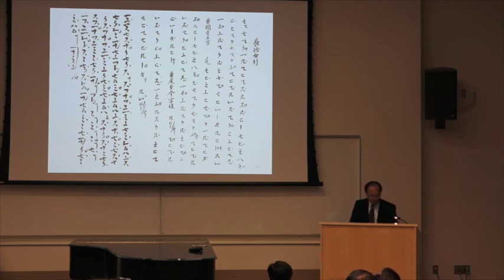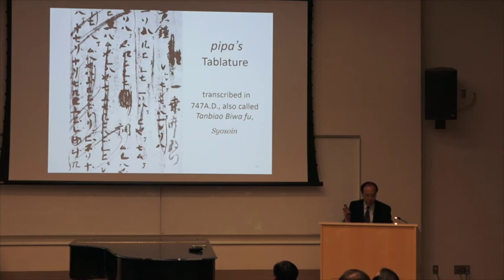The earliest pipa notation is preserved in the Shosoin in Japan, because the pipa notations were transcribed in the year 747, during the Japanese Tenpyo 19. They are also called the Tenpyo Biwafu notation, like this. This is the earliest pipa notation.